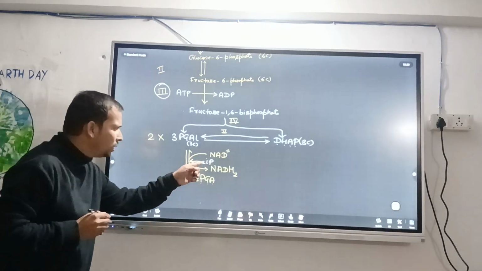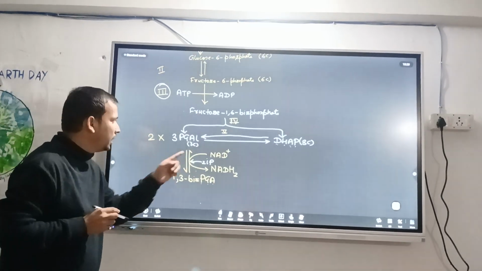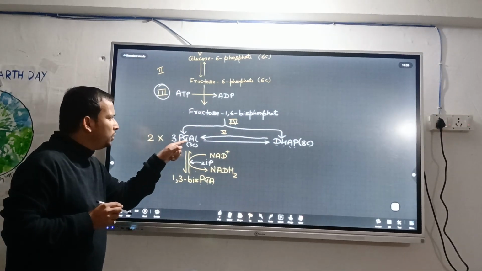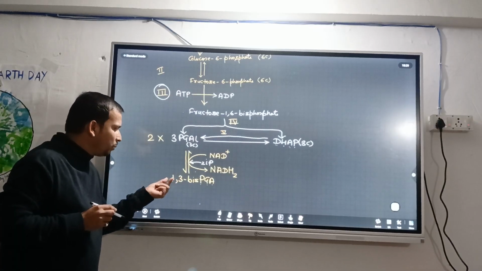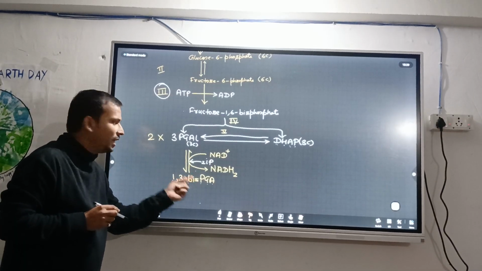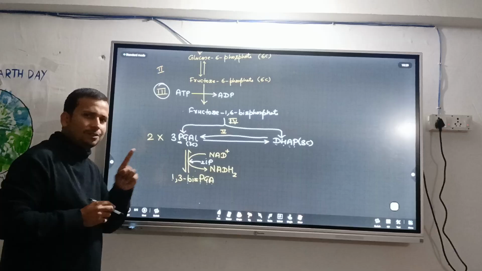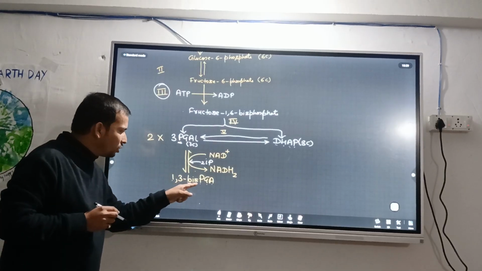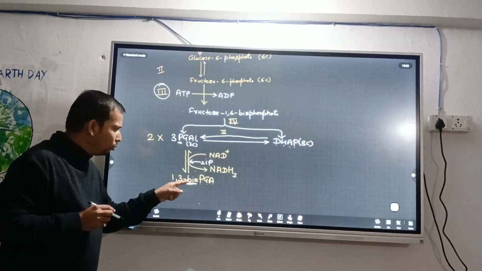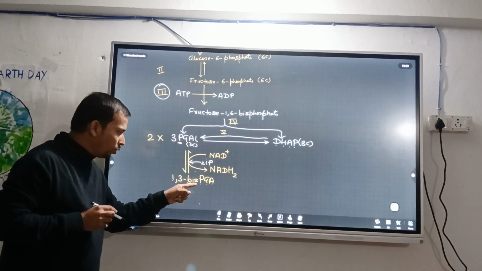Sir, why are you giving this 2 inorganic phosphate? So that this 3-PGAL becomes 1,3-bis-PGA. Earlier how many phosphate did it have? 1. But now how many phosphate is it having? 2.